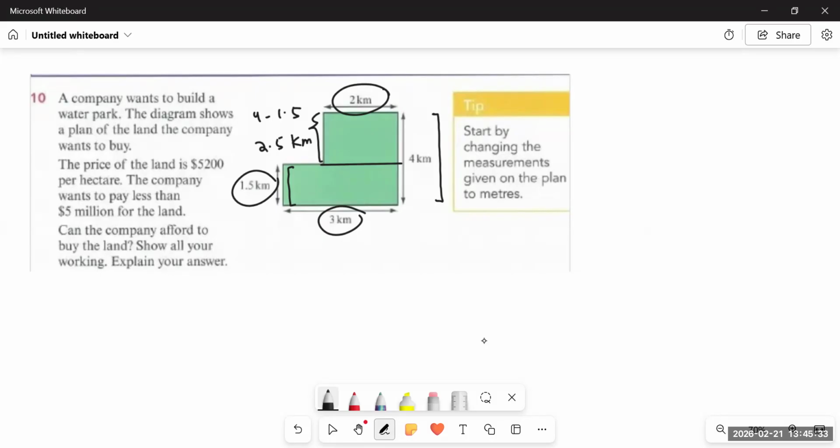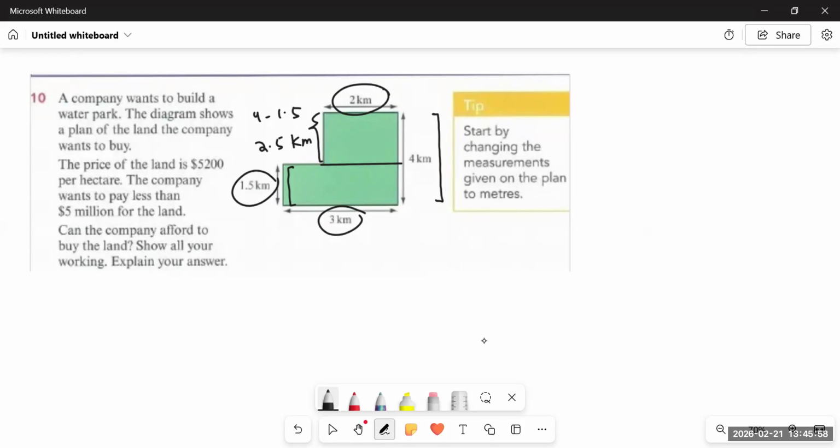Okay. So here in this question, it says the diagram shows a plan of land the company wants to buy, and the price of the land is $5,200 per hectare. So the company wants to pay less than 5 million for the land. Can the company afford to buy the land? Yes or no? So first of all, we have to find out the area of this land.